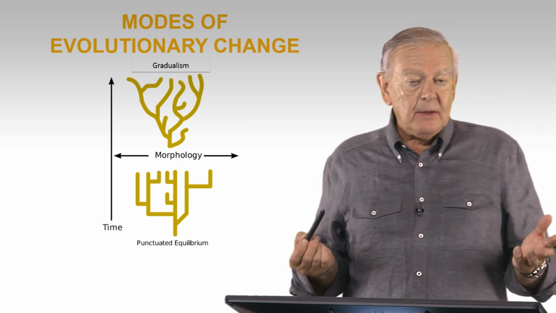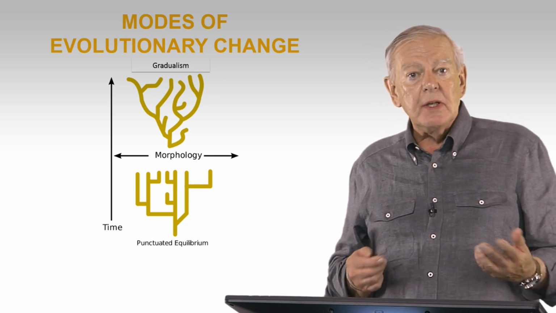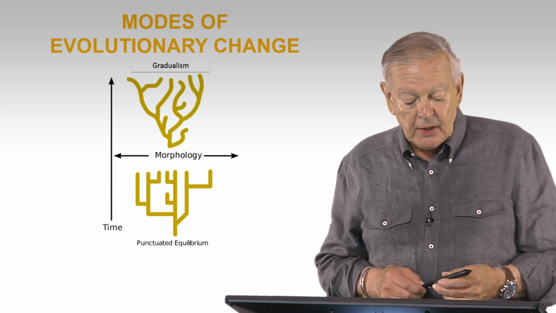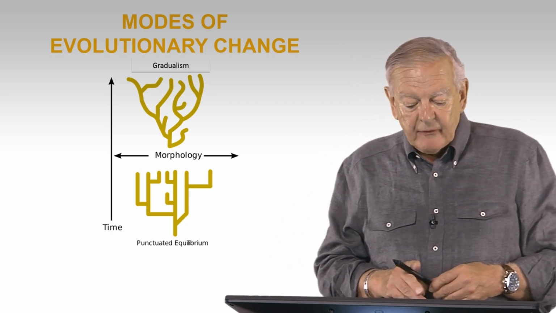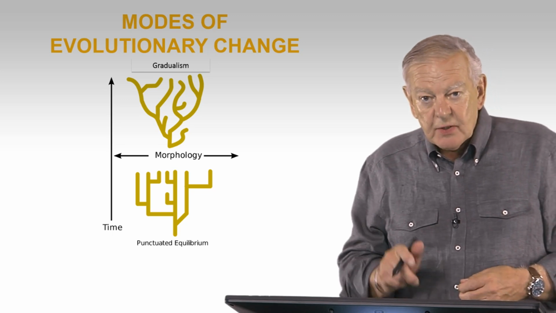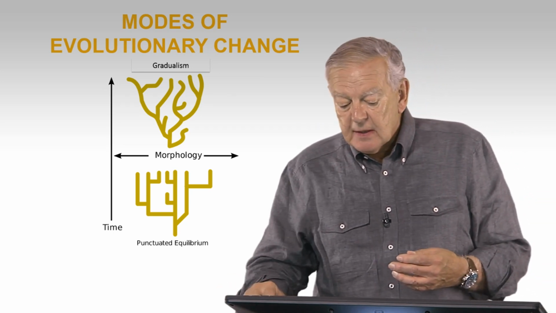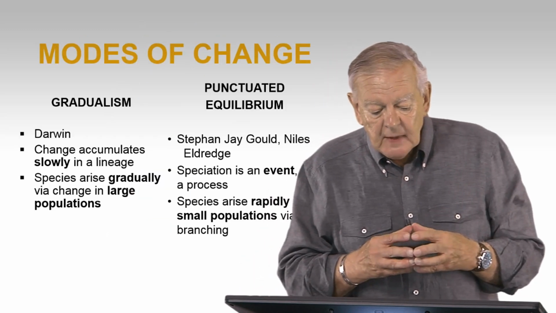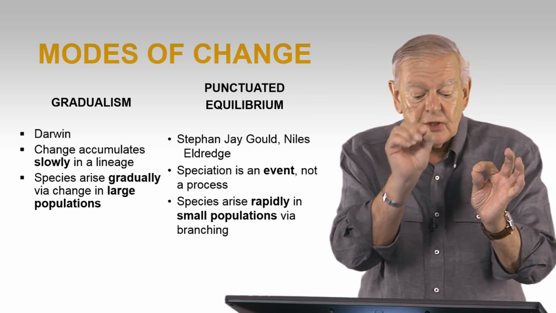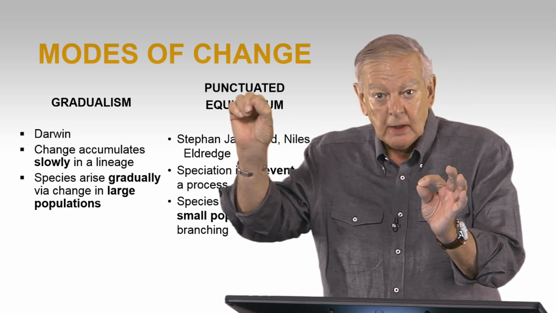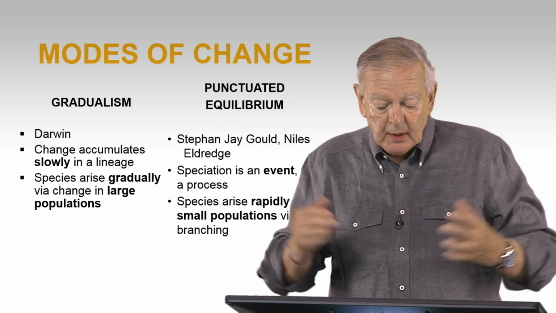Now, there's a great debate that goes on about the mode of evolutionary change. At the top, we see the Darwinian interpretation of gradualism, and you have a nice phylogeny or family tree like this. But on the bottom, it's more reticulated and looks like punctuated equilibrium. The difference between these two is that in Darwin's idea of gradualism, the change accumulates slowly in a lineage, right? And that species arise gradually in fairly large populations.